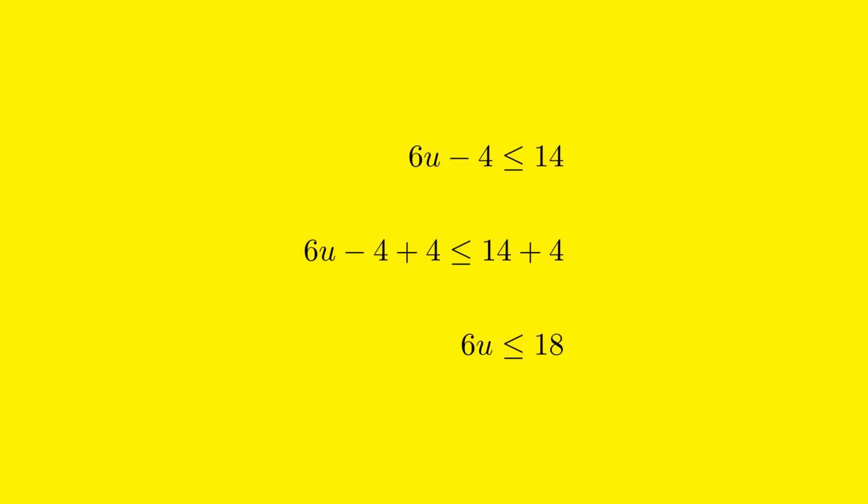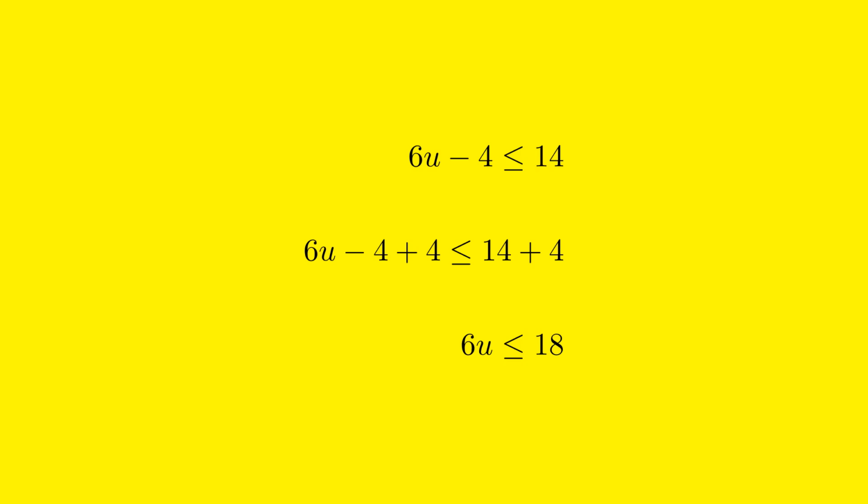Adding 4 to negative 4 cancels it out, and we are left with just 6u on the left side. Adding 4 to 14 gives us 18 on the right side. So now, the inequality is 6u is less than or equal to 18. This step alters the expression by removing the constant term on the same side as the variable. This is important because isolating the variable helps us figure out what values it can take.